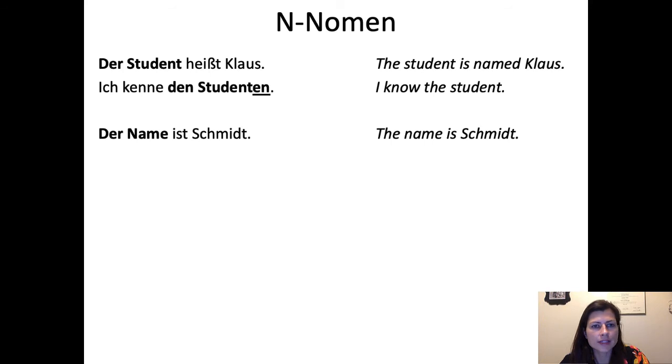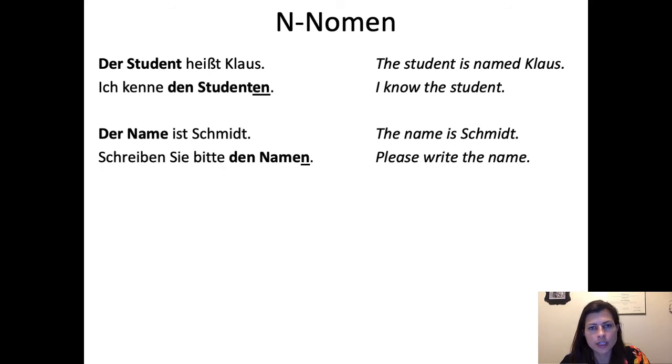Der Name ist Schmidt. Schreiben Sie bitte den Namen. So now the reason we have this n here is not because it's plural, it's still singular. The n is there because it's in the accusative now, and Name is just one of those nouns that takes those n's when it's not in the nominative anymore.